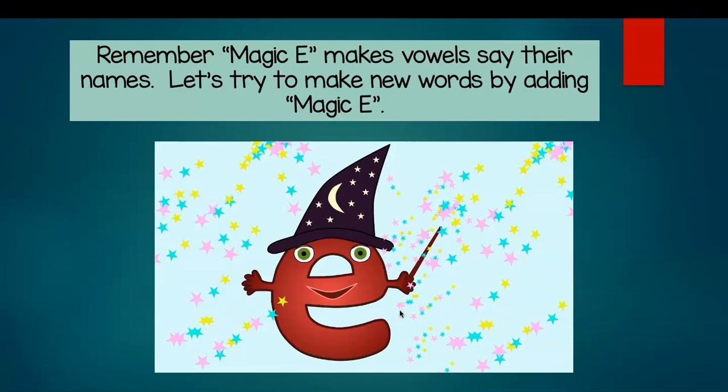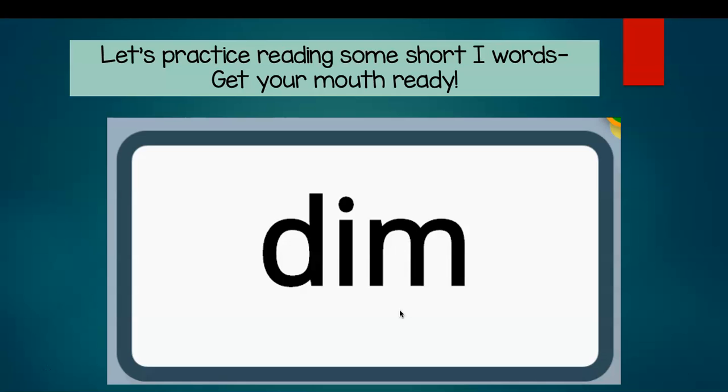So remember we've been talking about magic E, and how magic E, at the end of a word, makes a vowel say its name. So short I would sound like I. An A with a magic E near it says A. Let's practice. So remember this word, the short I word, dim. What happens when we add a magic E? Now it's dime.